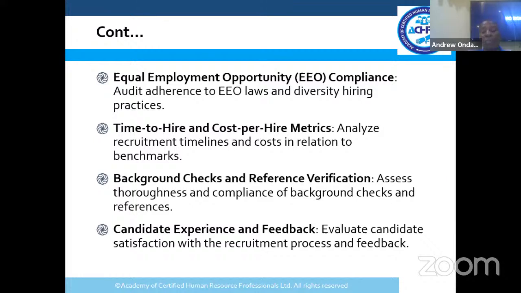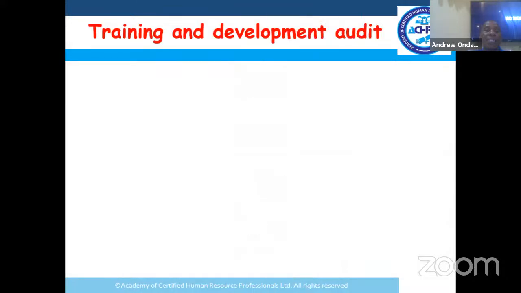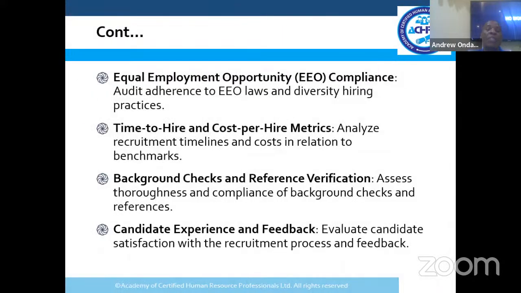Next is the candidate experience and feedback from the whole process. How do they feel about it? As I have just indicated, the experience that people have through this process will determine whether they stay or whether they leave. And they can give us feedback. You give them forms that they can fill and let us know how the training, rather the recruitment and selection went. So that is the third aspect of auditing human resource systems.